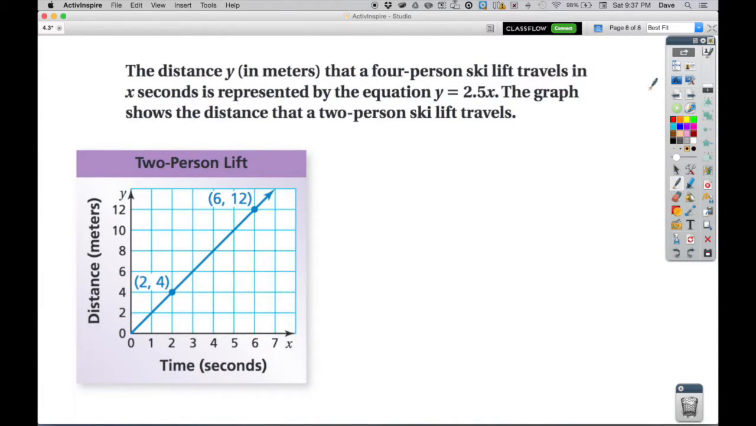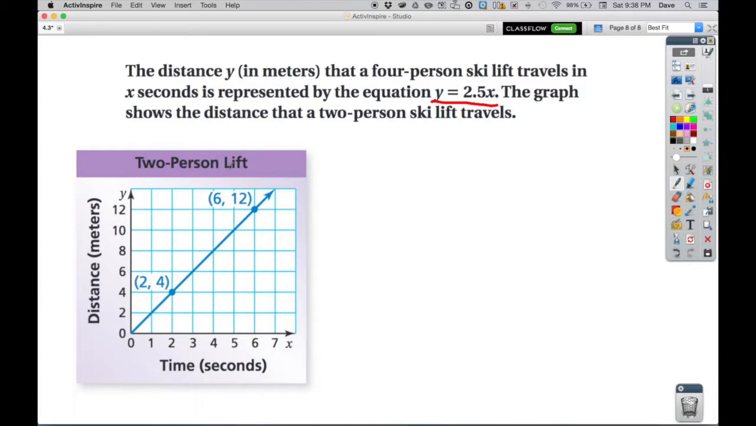Alright, let's take a look at one last problem. Let's say we're talking about the graph and an equation, and we're comparing the two. So here's what we got. The distance y in meters that a 4-person ski lift travels in x seconds is represented by this equation. So in this case, they've given us the equation. x is the number of seconds that we've been on the ski lift. The constant of proportionality is 2.5, and it spits out y, which tells us how far we've gone in meters based on the number of seconds.